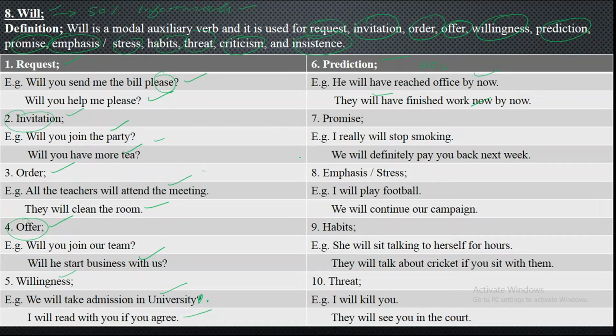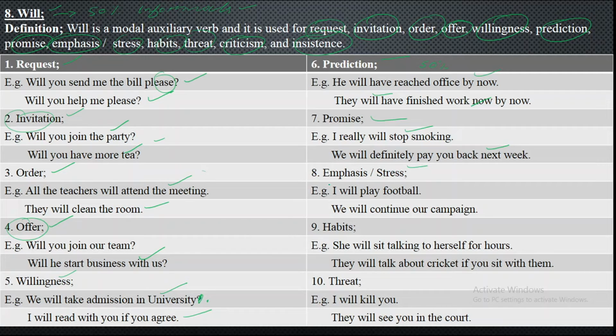Next, we have got promise. And when you keep promises with someone, you'll be using modal auxiliary verb will. I really will stop smoking. Here, you're promising with someone that I will stop smoking. And we will definitely pay you back next week. You have borrowed someone money, you're going to give it back. You'll be having promise with someone, you'll say, we will definitely pay you back next week.